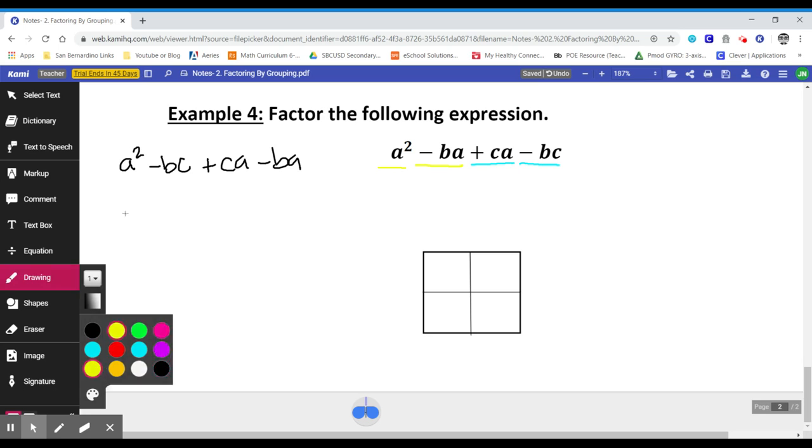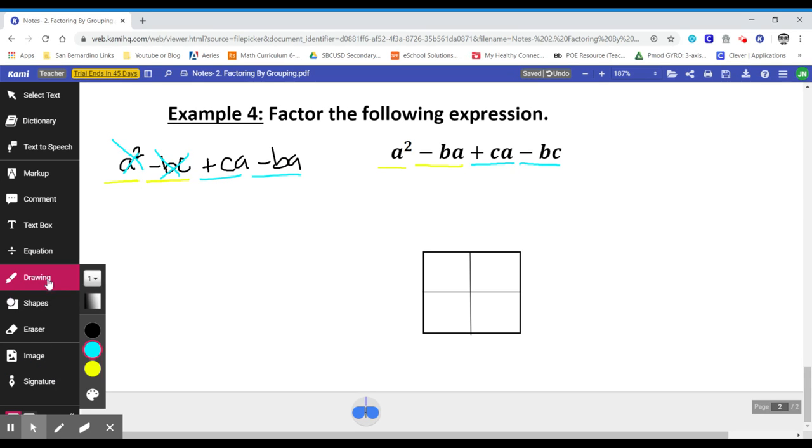But if I check this one, there's nothing that I can take out of these two. And if I check these two terms, there's nothing that I can take out of these two except for an a. But I need to be able to take something out of both of them to be able to factor it by grouping. So since I cannot take anything out of these two, then I cannot factor it by grouping. I would have to switch some stuff around so that it is factorable on both sides. So just keep that in mind.